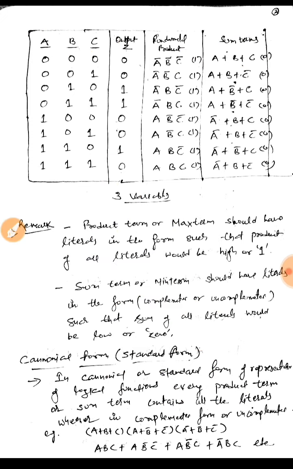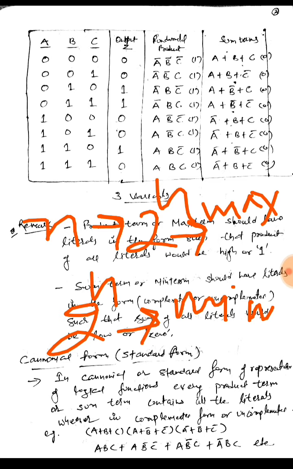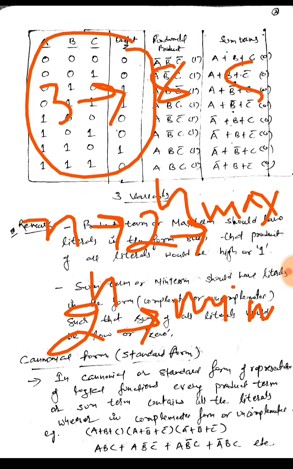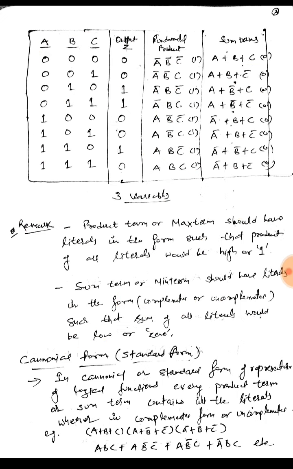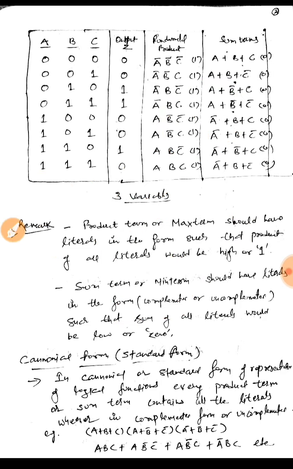Okay, so for n variables, I would be having 2 raised to power n max terms, and similarly 2 raised to power n min terms. So you can see in this, for three variables I am having 8 max terms and 8 min terms. That is 16 functions are possible for three variables. That is 2 into 2 raised to power n functions are possible for a combination of n variables. Okay, so this is canonical form.